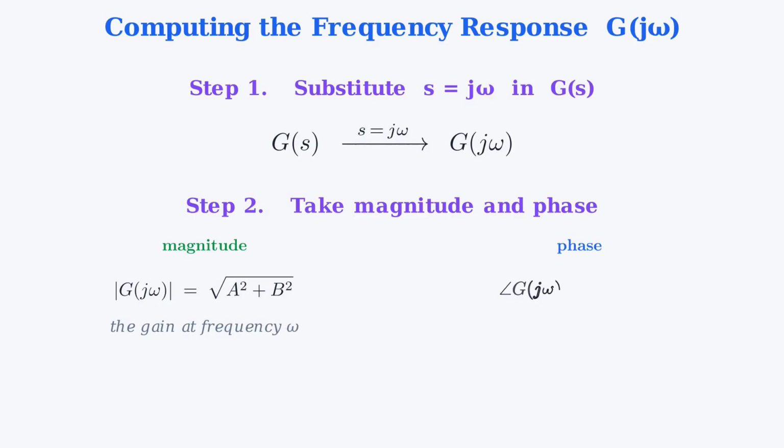If g of j omega equals a plus jb, then magnitude equals root a squared plus b squared, and phase equals arctan b over a. Most transfer functions are rational, a polynomial over a polynomial. For those, factor the numerator and denominator, then magnitude is product of factor magnitudes divided by product of factor magnitudes, and phase is sum of factor phases minus sum of factor phases. Each factor is easy to handle by itself.